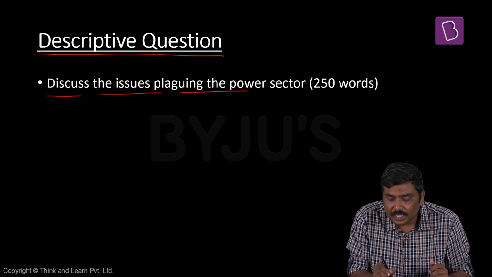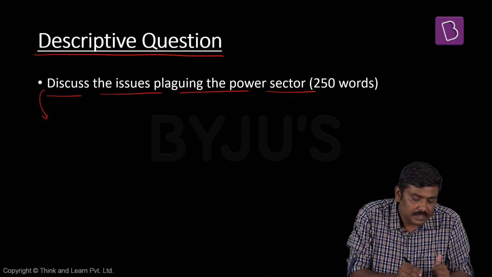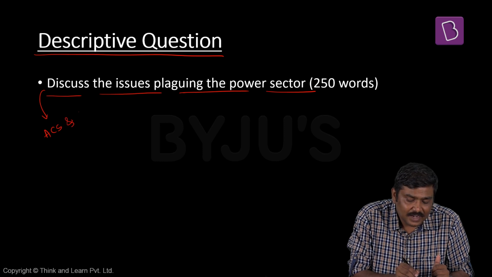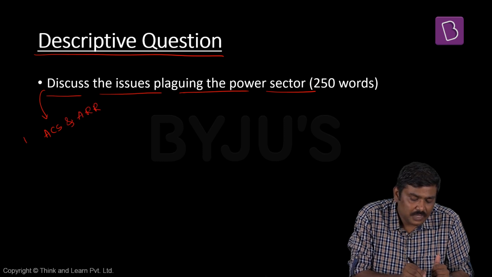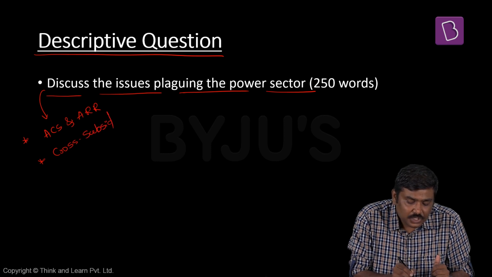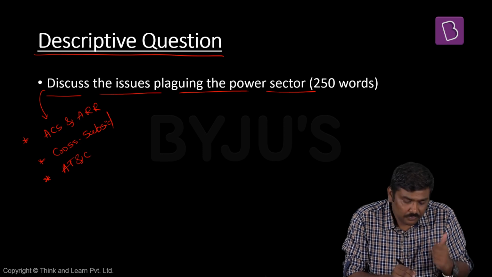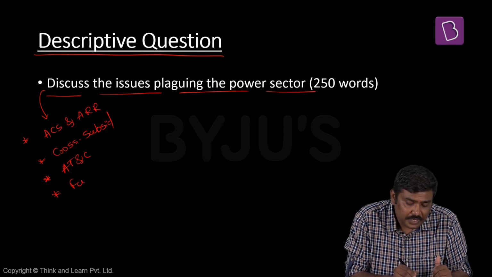I've also given a descriptive question. Discuss the issues plaguing the power sector. I've already discussed some of the issues, right? One is the difference between ACS and ARR. That is a very big issue. Second issue is cross subsidization. Third issue is the concept of aggregate technical and commercial losses. Fourth issue is related to fuel adequacy.